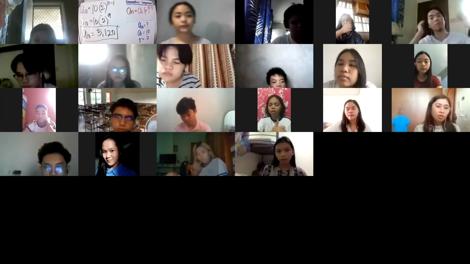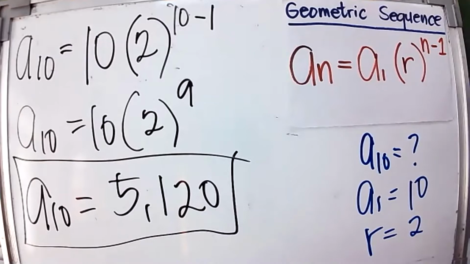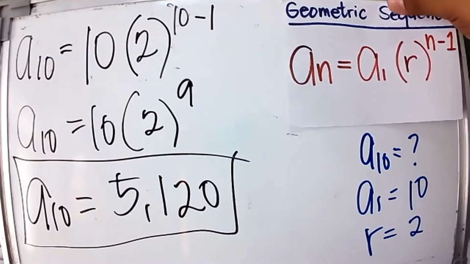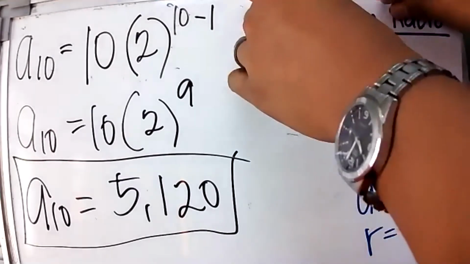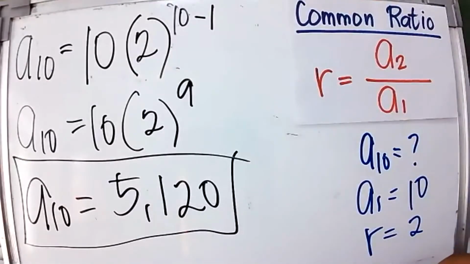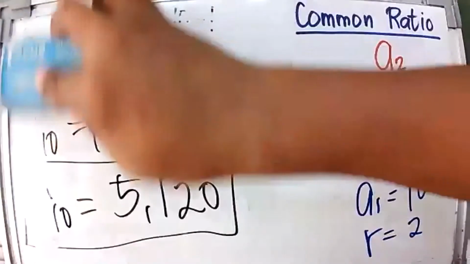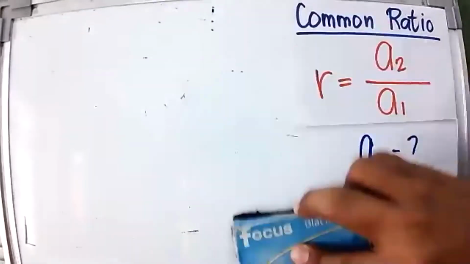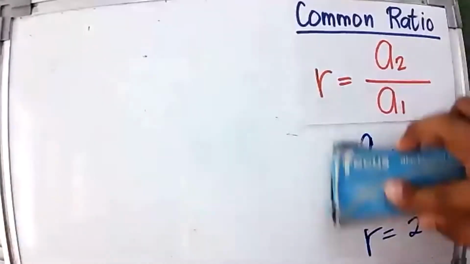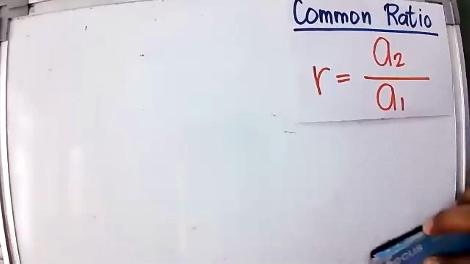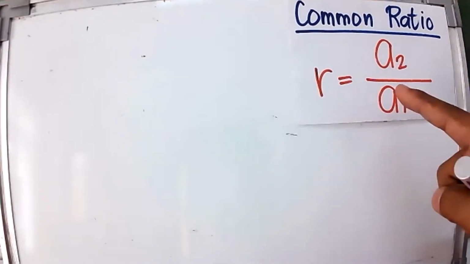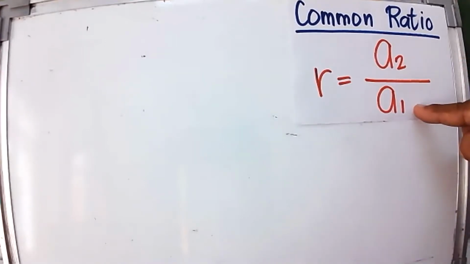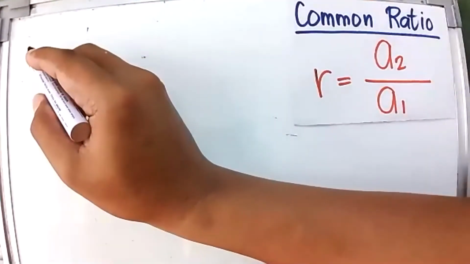our next example. So we are done with our geometric sequence. This is very basic. We can already leave this. Now let's have first a simple practice about the common ratio. Ready? This time I will be asking you to find the common ratio of the given geometric sequence. It's just simple. Just divide a sub 2 by a sub 1.